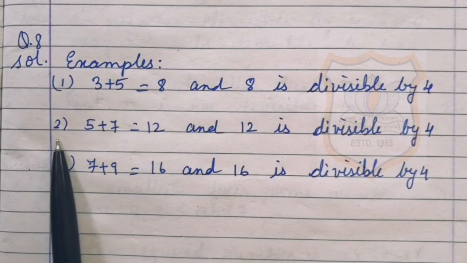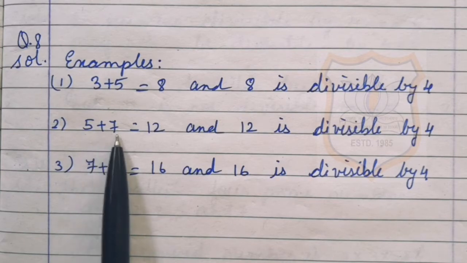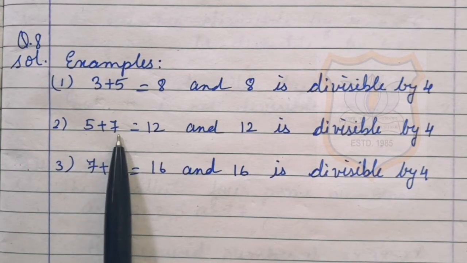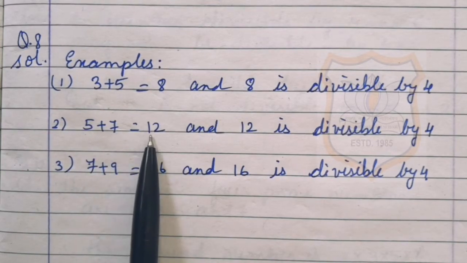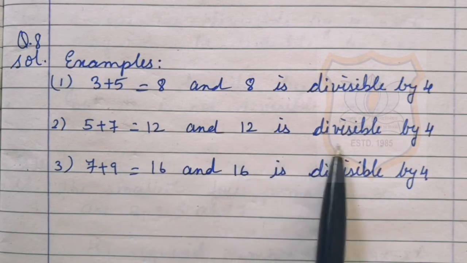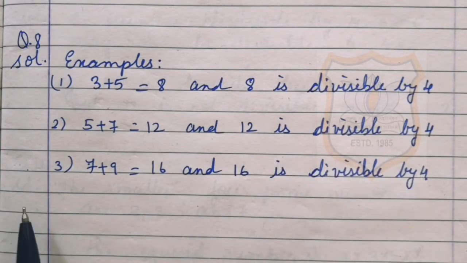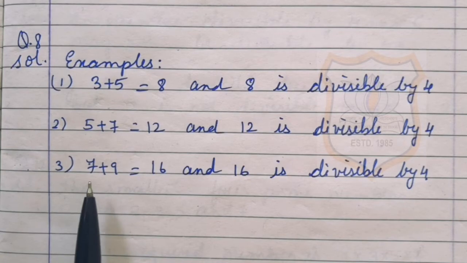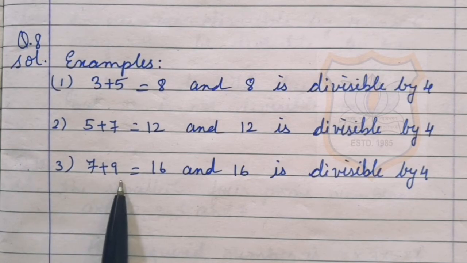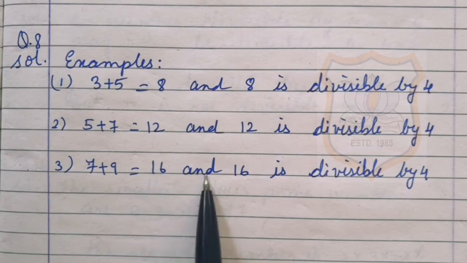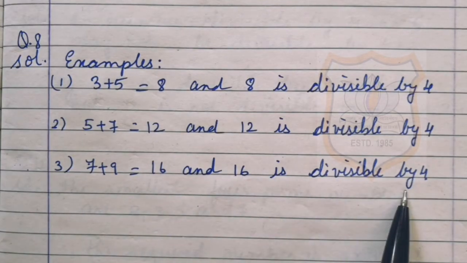Another example, if we add 5 and 7, 5 and 7 are consecutive odd numbers. So we will get 12 as an answer, and 12 is divisible by 4. Example number 3, 7 and 9 are also consecutive odd numbers. If we add them, we will get 16 and 16 is divisible by 4. So it's proved that if we add 2 consecutive odd numbers, then the answer is divisible by 4.